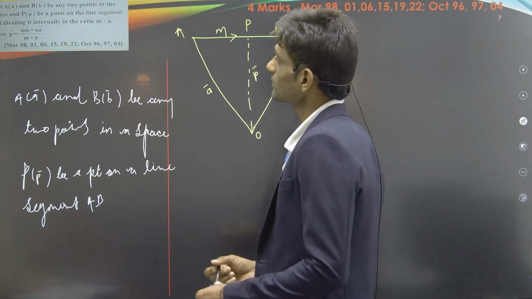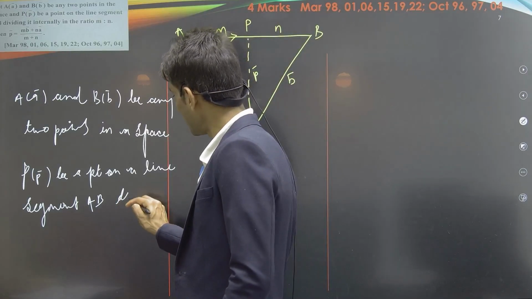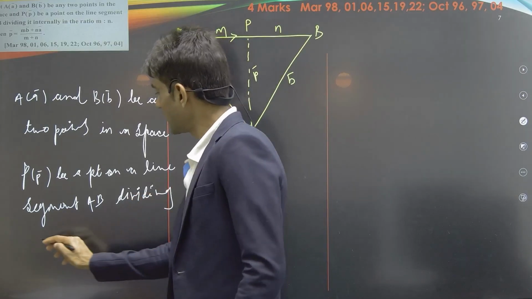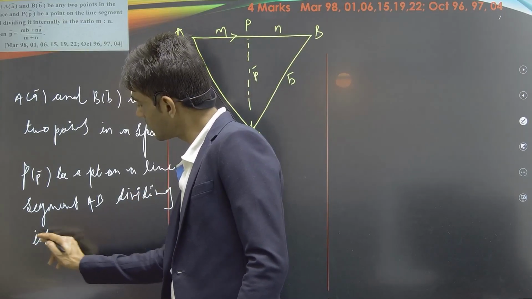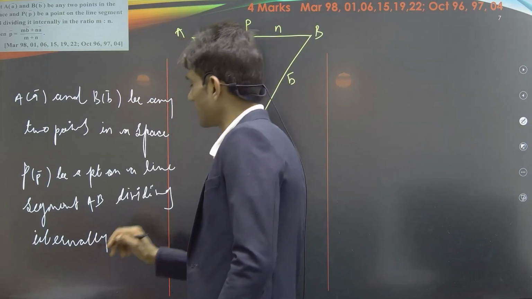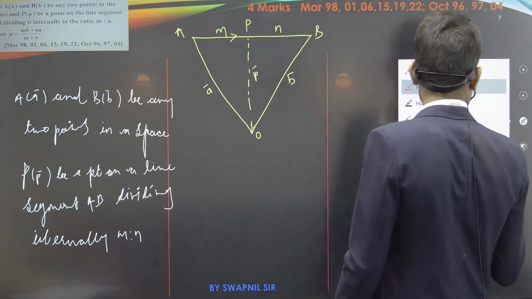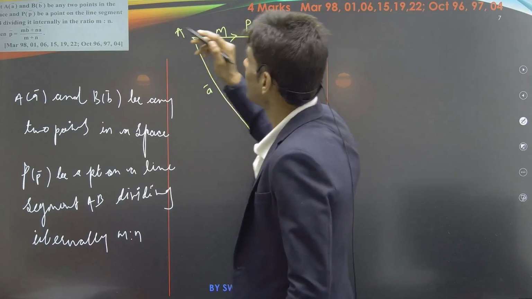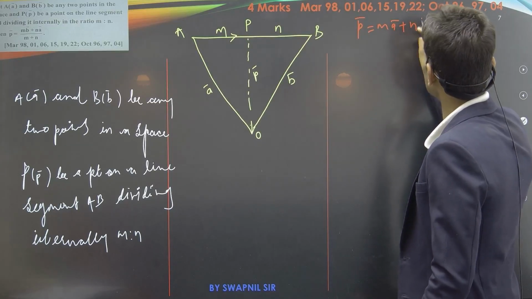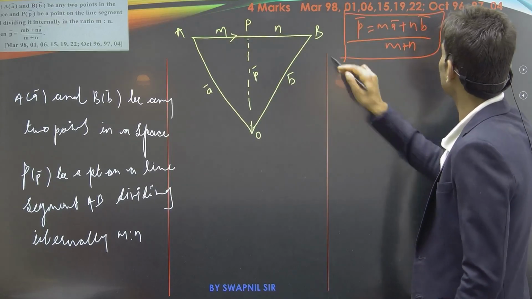P of P bar dividing internally in the ratio m as to n, and then we have to prove here what we have claimed: P bar is equal to m into A bar plus n into B bar upon m plus n. This is our final claim of our statement.